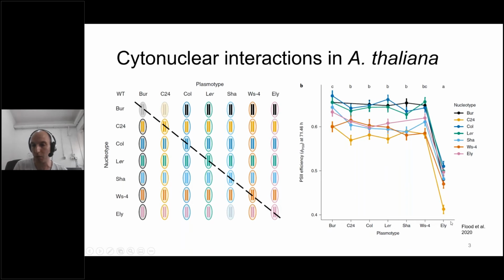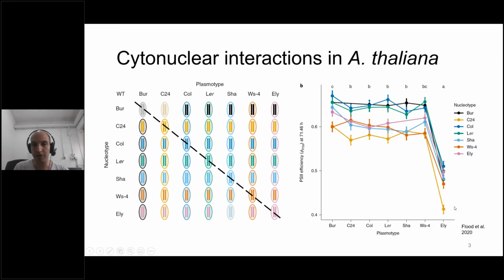But we can see, for example, one plasmotype from the early accession that has a very strong, we may say epistatic effect, that no matter which nucleotype the Arabidopsis plant is carrying, when it has the LE plasmotype, the photosystem efficiency drastically goes down.